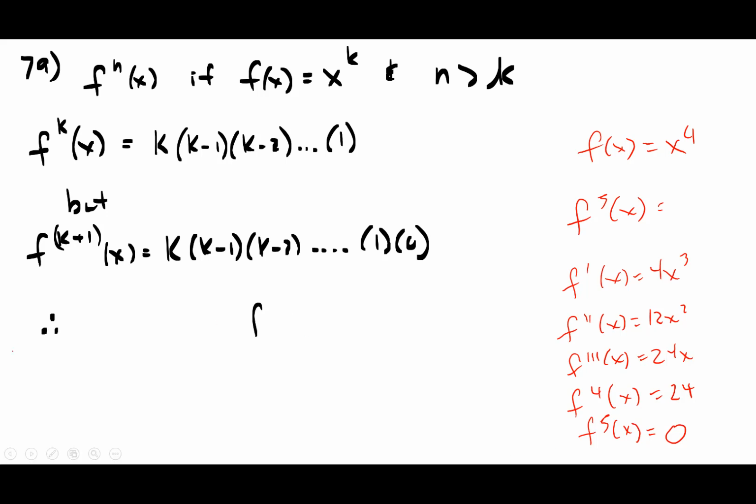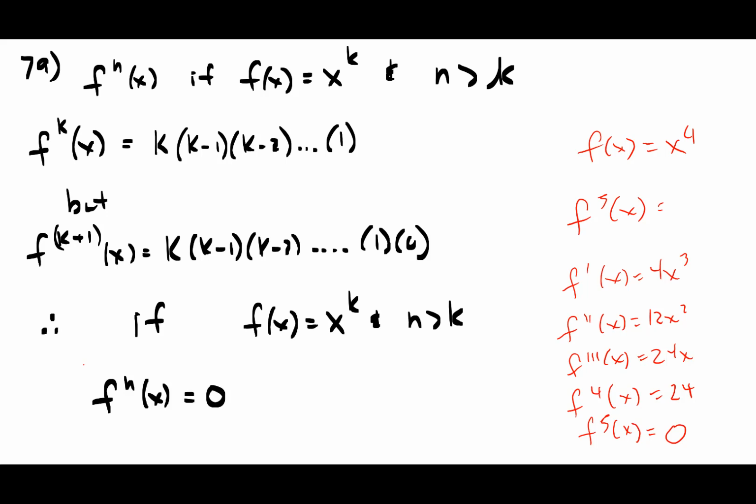So in this case, here's our conclusion. And this little guy just means therefore. Therefore, if f of x is equal to x to the k, and n is greater than k, then f to the n is always going to equal 0. It just becomes a 0. You can't take more derivatives than you have powers of. You're done. So you get 0, because it's just about products.